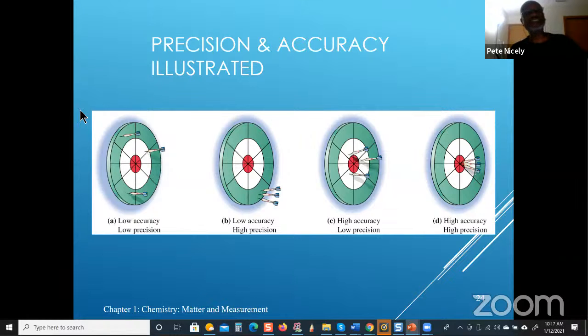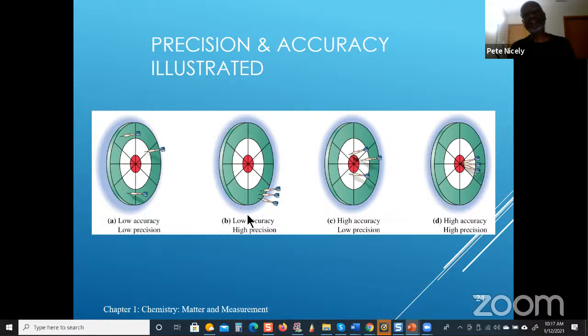So if you look at this first example right here, you see that the darts are all over the place, but they're far from each other, and they're nowhere near the middle, right? So what this represents, in terms of measurement, is low accuracy and low precision. Low accuracy because these darts are nowhere near the middle, and low precision because the darts are far away from each other.